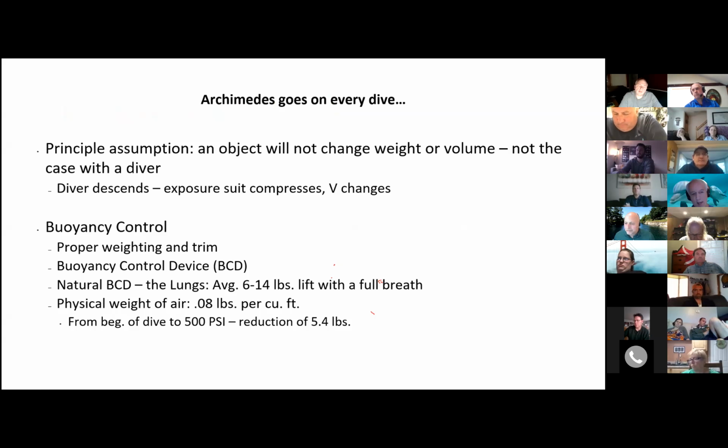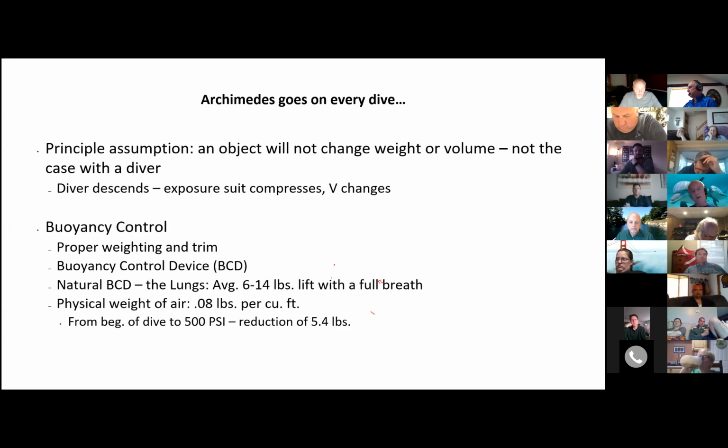Another way you might look at it, and I kind of alluded to it a moment ago, is density. If something is denser than the liquid that it goes in, it's going to drop. If it's not as dense, it'll float. And if it's equal to the density, then it's going to be neutral. One of the things Archimedes assumes in his formulation is that the object going into the water won't change weight and it won't change volume. But this isn't really the case with a diver.